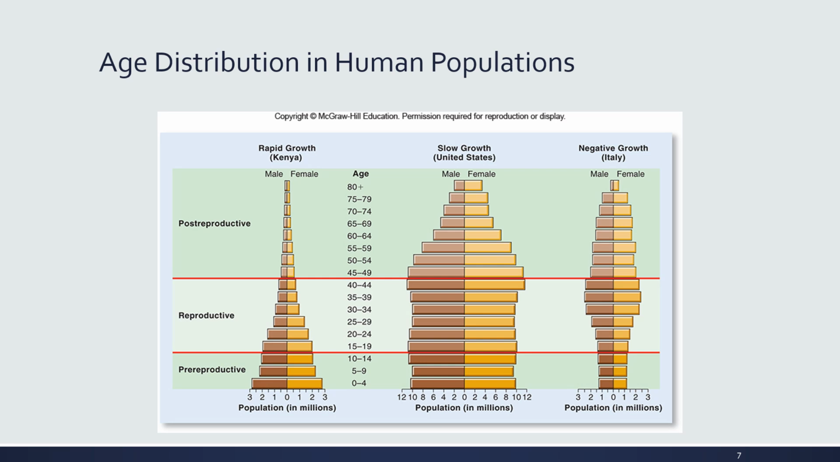So for the first one you see, Kenya, this is typical of a rapidly growing country where there are lots and lots of children being born. So you look at the base of that. For that particular time, there are about 3 million females, 3 million males. And then above that, there's another 2 million in the next age group. And as you go up, you see less and less people there.